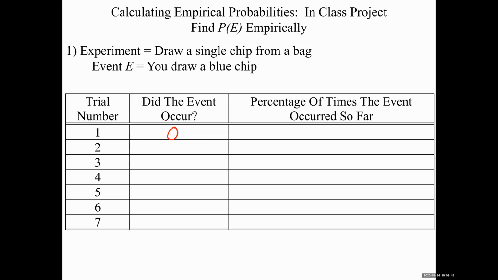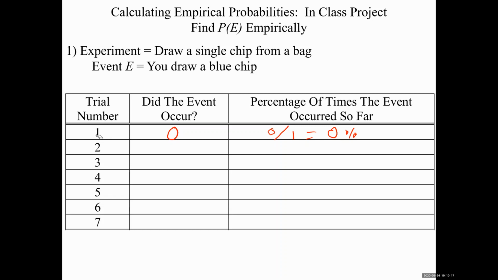Now let me go to this: the percentage of times the event occurred so far. You're going to make a fraction. I'll put it slanted because it's a little narrow there. The top is how many times you got a blue chip so far, how many times your event occurred so far. So 0 times we got a blue chip so far, out of 1. The bottom number is how many times you tried so far. So 0%. So 0% of the time so far we got a blue chip.